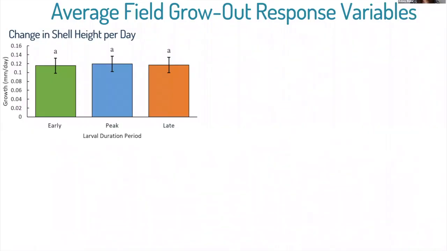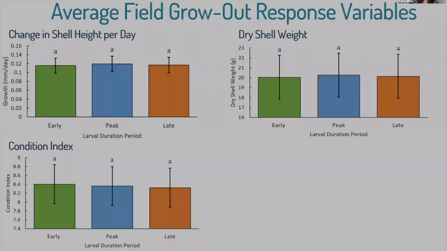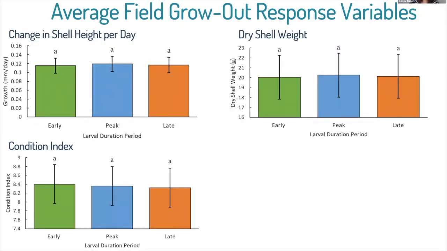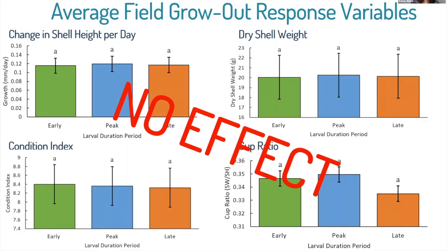So now to review the effects of larval duration period on each group. The groups include the averages from the field sites and sample times to show this effect. And there's no effect on growth rate, no effect on dry shell weight, no effect on condition index, and no effect on cup ratio. So looking at those differences between the larval duration period, there is no effect between the 3 groups for these responses.